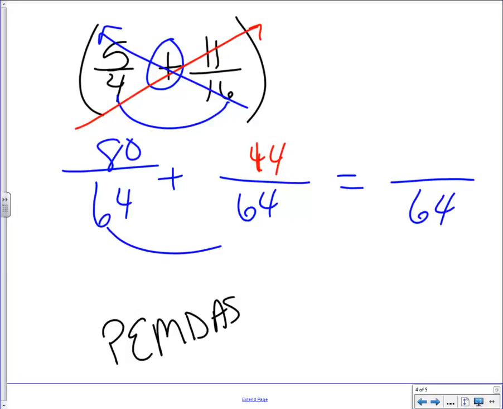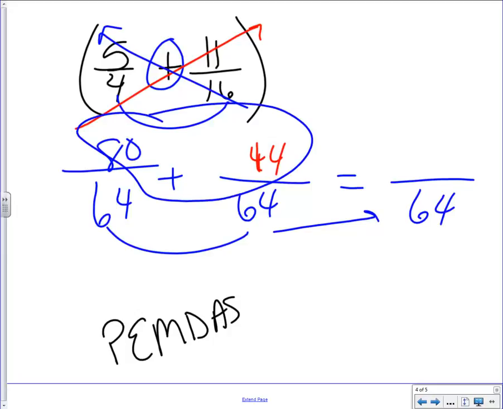Now the denominators both match, so it got brought over to the bottom, and we're going to add the numerators. So I have 80, what is it? 80 plus 44 is going to give me 124.